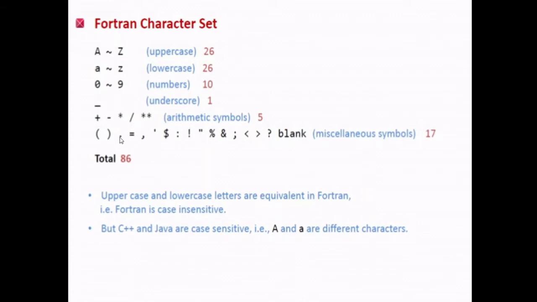That apart, the other symbols that are used are parenthesis, dot, equal to, comma, quote, dollar, colon. These are the symbols that are allowed to be used to write a Fortran program. Nothing else. All these form the Fortran character set. As I told you, Fortran is case insensitive. But here an example is given of C++ and Java, which are case sensitive.